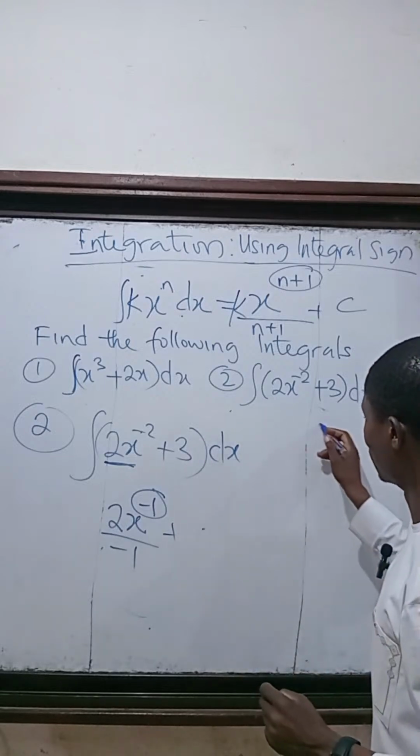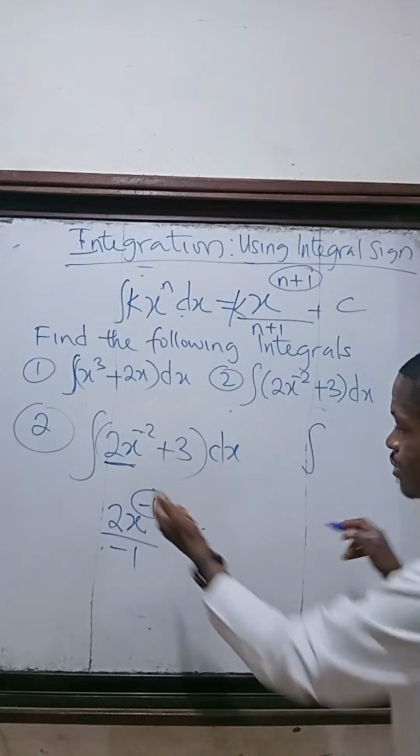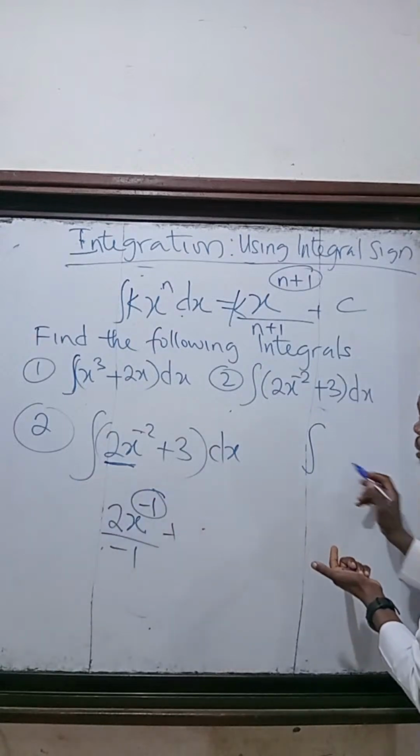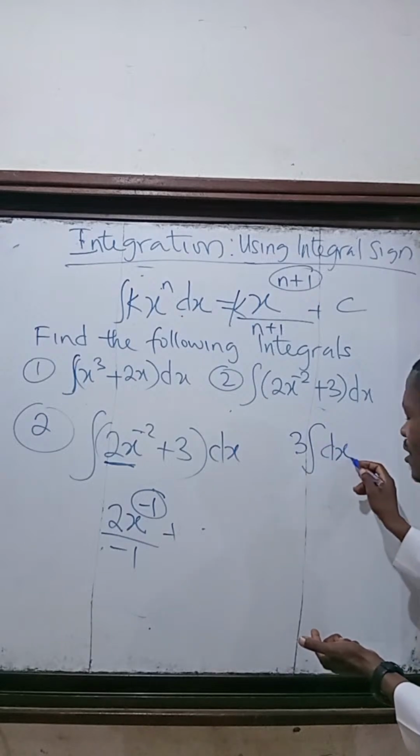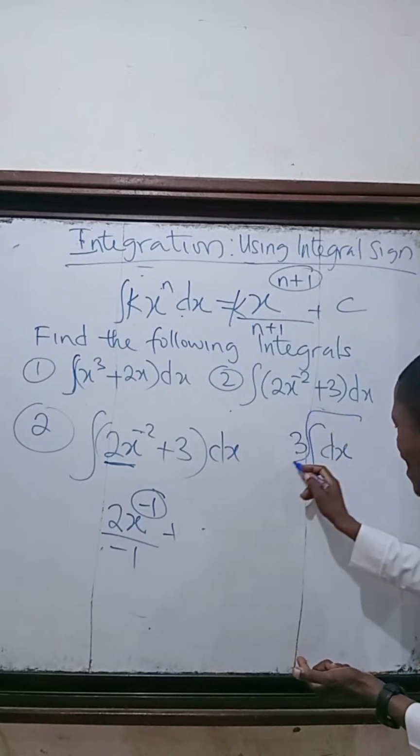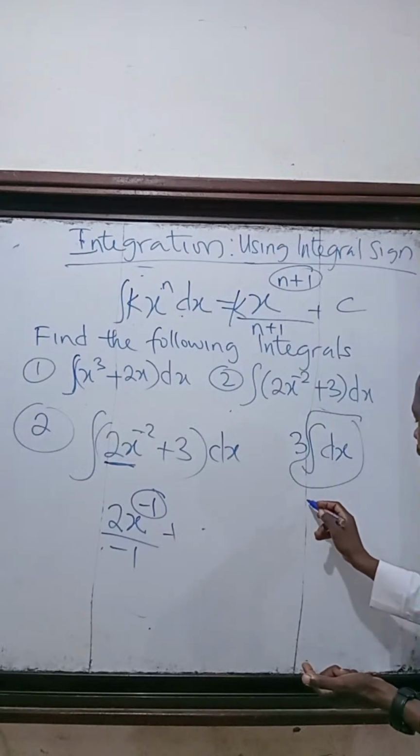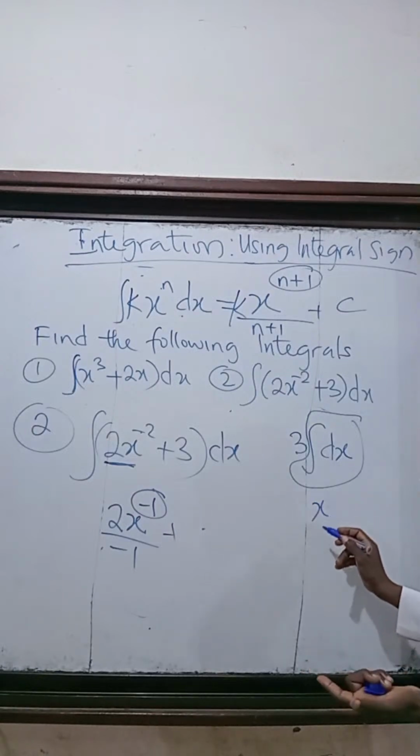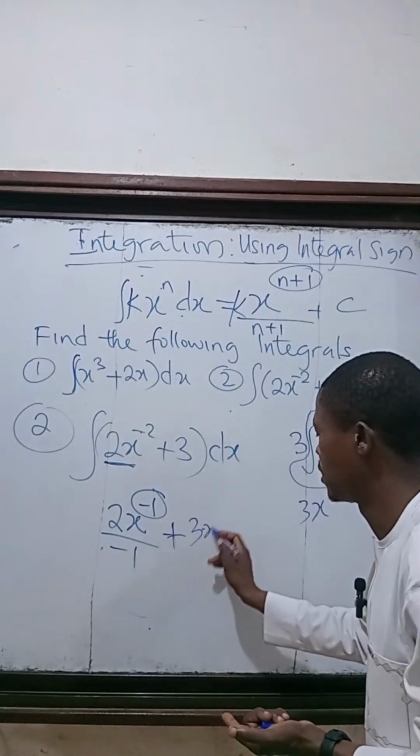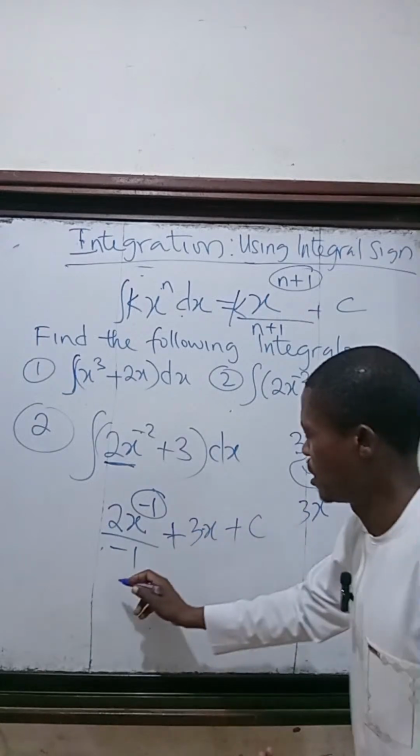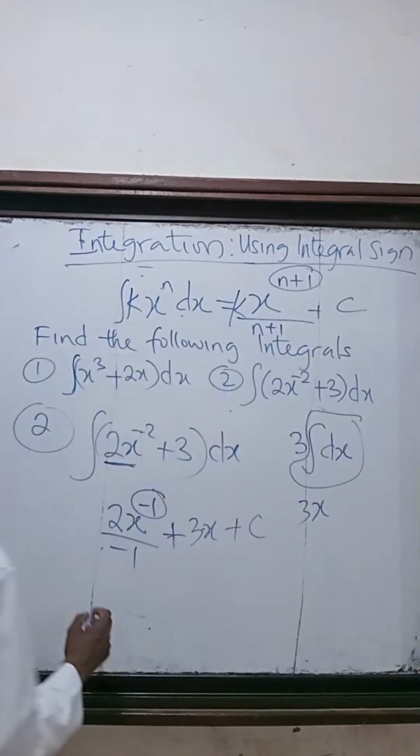When you have the integral of 3 dx, the 3 can come outside, it's a constant, and then you have dx. So when you integrate dx, it's going to give you x, and that will be times 3. That's 3x. So plus that 3x, and then plus c. So final adjustment, this will be equal to what?